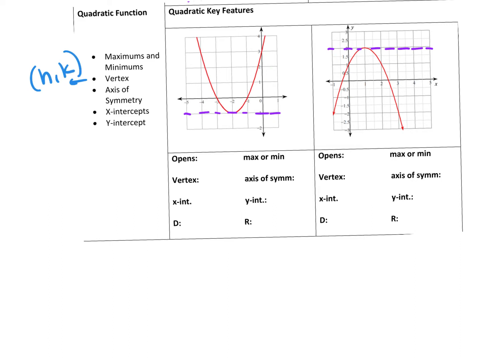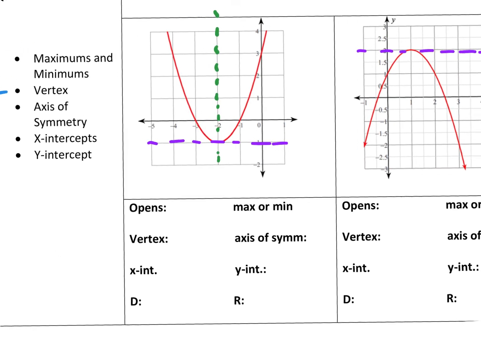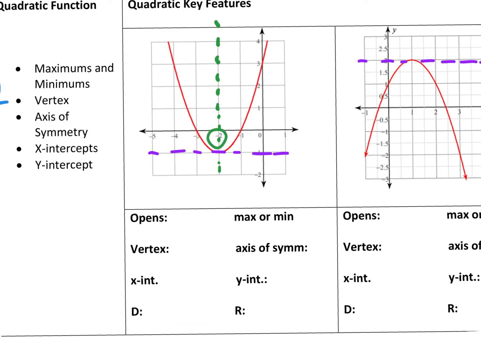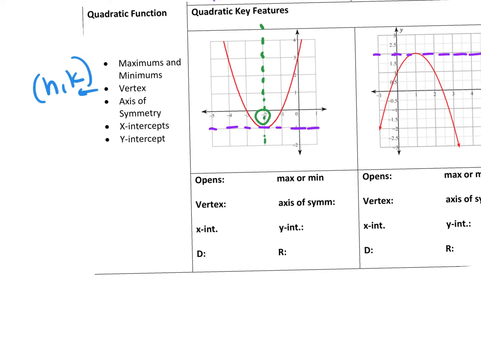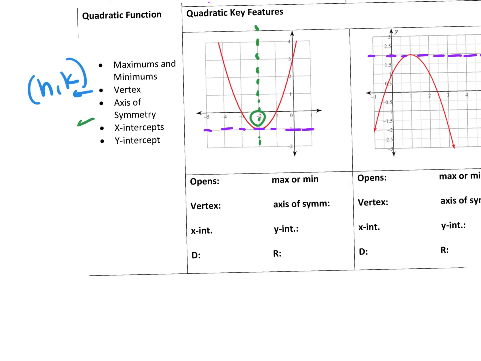The axis of symmetry cuts the graph in half. So if we look at this graph right here, it's cutting the graph in half at this X value right here. So the axis of symmetry will always be an X value. And we write it as X equals, and it's always going to fall at the vertex of H, where H is. So this is just X equals H. And then you have intercepts. Where does it cross the X-axis? Where does it cross the Y-axis?